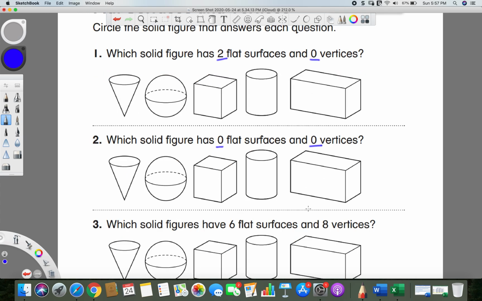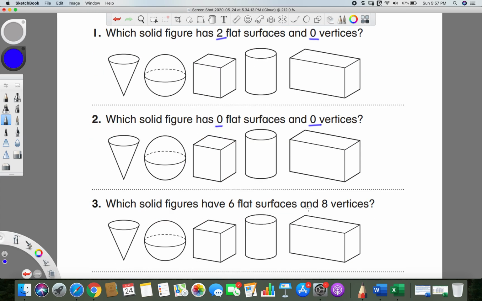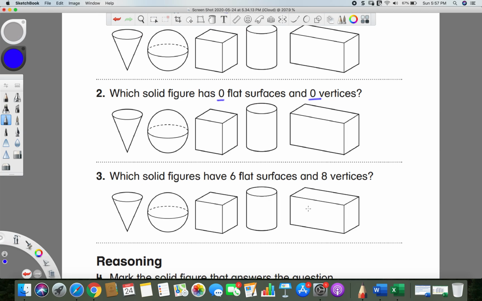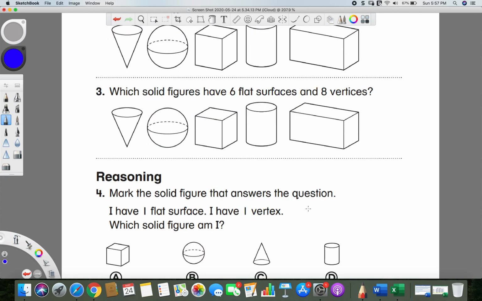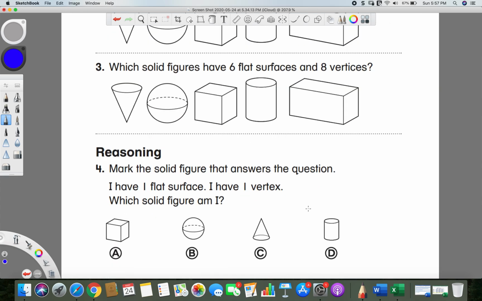Now we're going to scroll down to number 3. All right, number 3 says, which solid figure has 6 flat surfaces and 8 vertices? Here's a hint. There is more than one answer. Do not just circle one, because it said solid figures. There's an S at the end right there. So don't just circle one.